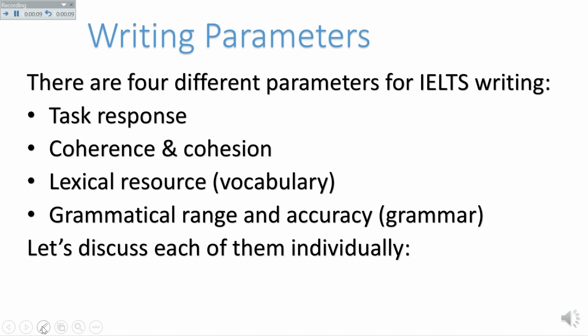In this video, we will talk about IELTS writing parameters, how IELTS assesses your writing, and what parameters IELTS uses to give you a band in writing.